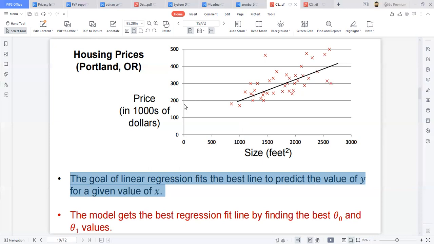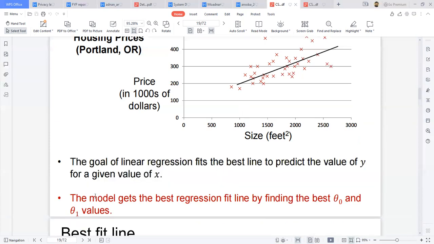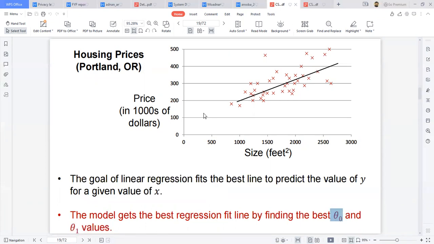Or 0.18. So this is the actual line. We have to fit our line in such a way that our predicted value is very close to the actual value. Then we can predict very easily. The model gets the best regression fit line by finding the best theta naught and theta 1 values. Theta naught tells you how far the line crosses from the origin, and theta 1 tells the slope of the line. So that is the slope intercept formula.